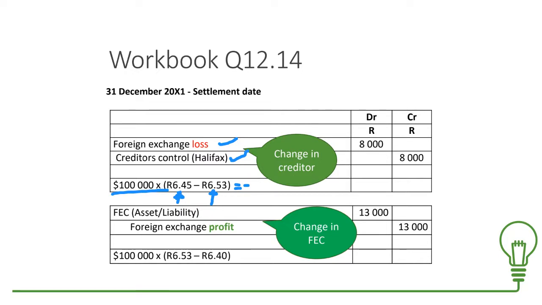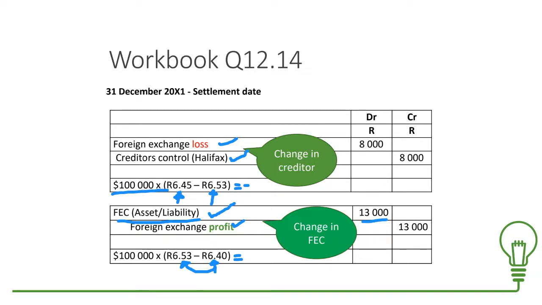Now here with the FEC, we're moving from 6.40 to 6.53. So we're getting more money than we had measured it at previously. We produce this, and it gives us an answer of 13,000, and it's a profit of 13,000. And we have the FEC asset or liability. Notice how we've written it out here, so that regardless of whether it's an asset or liability, I'm always right. I'm never going to lose my marks because I'm always writing it in a way that gains me marks.